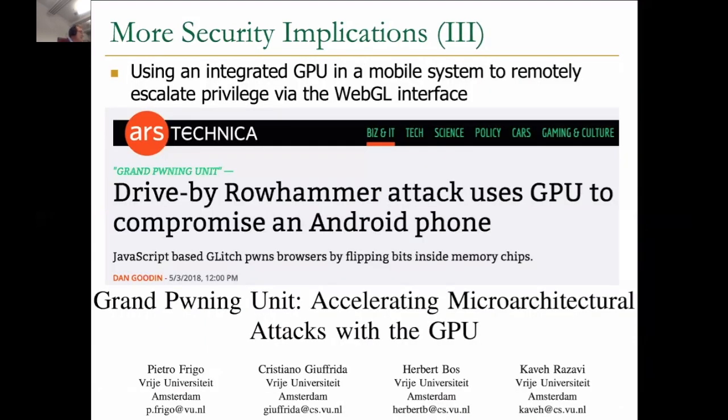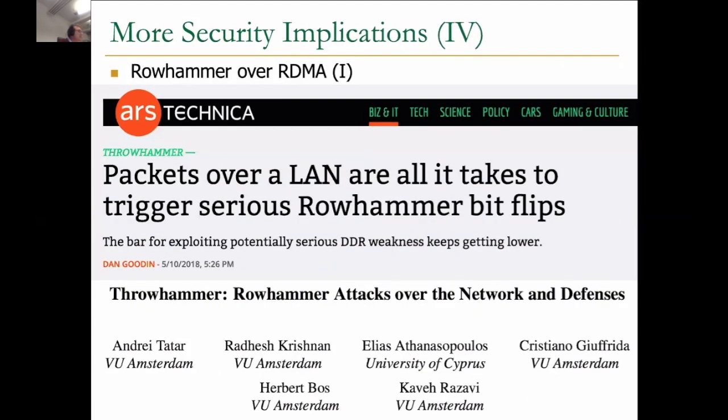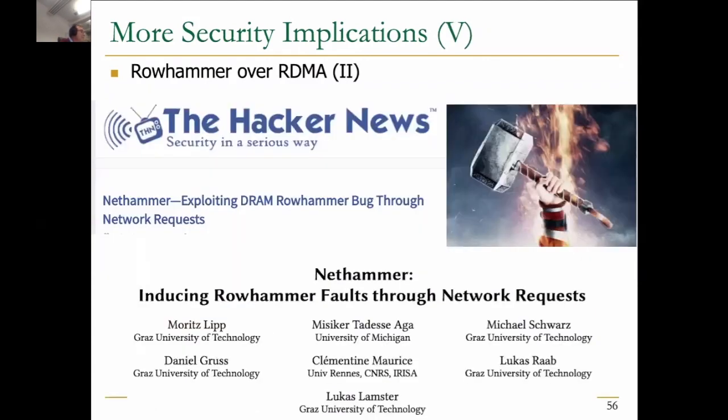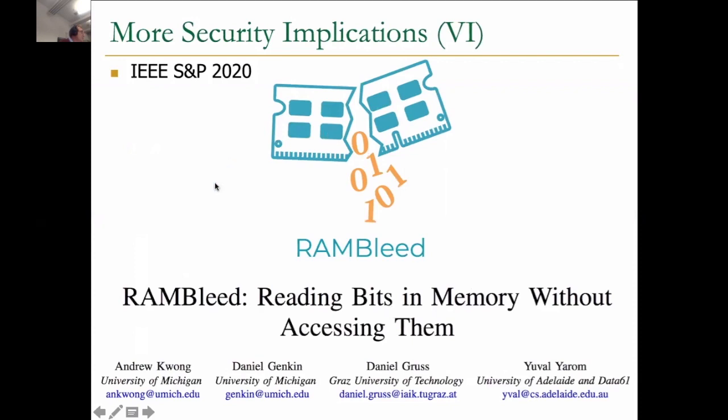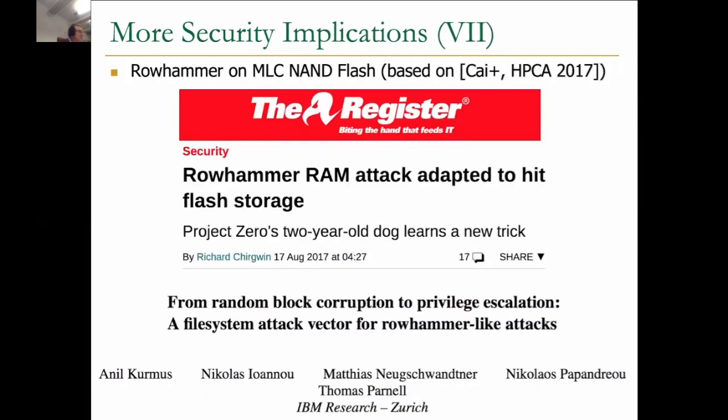And as I said, you could do these attacks much faster using GPUs because you could generate a lot of requests, clearly. You could do this over the network through the remote direct memory access interface, so you could hammer a server that's far away from you. These folks did the same thing, and this is one of the more recent papers, as you can see over here. Even if you don't gain access, you could leak data and use this as side channel information. Okay, and there's more.